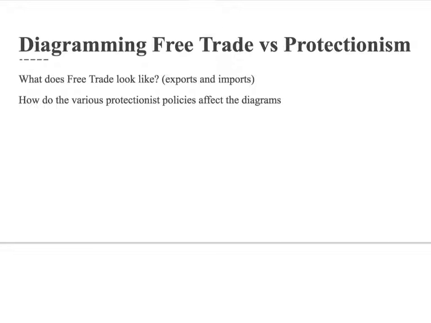Now we're going to transition into diagramming both free trade and protectionist policies. First off, we start with what free trade looks like in terms of when a country will export or import goods and how we can determine that. And then how do various protectionist policies affect those diagrams?